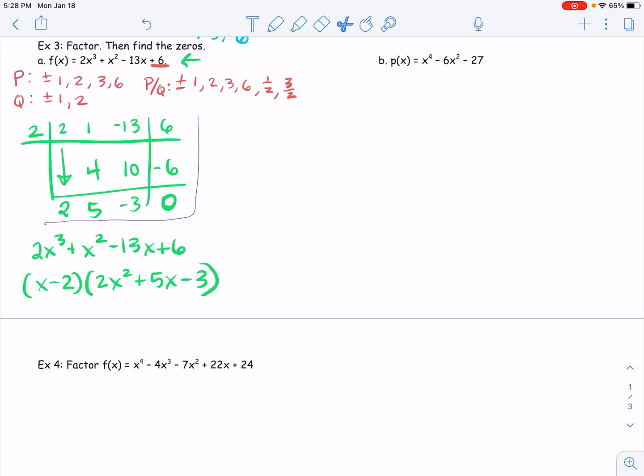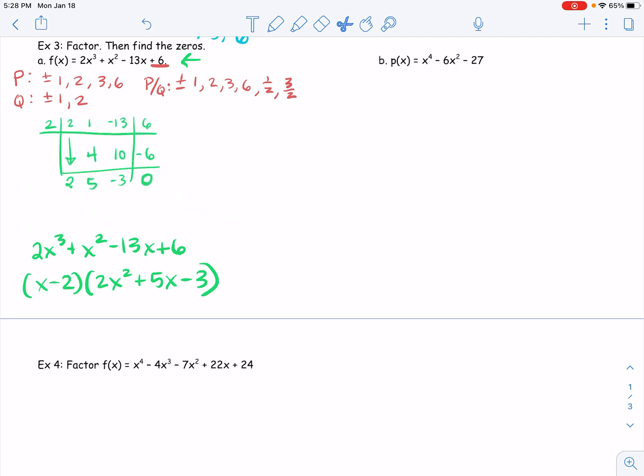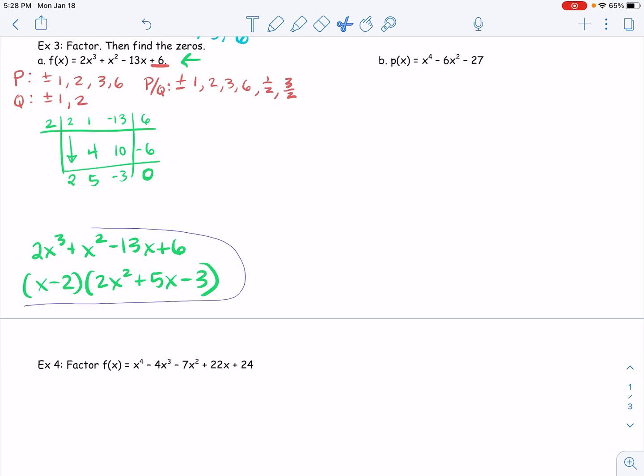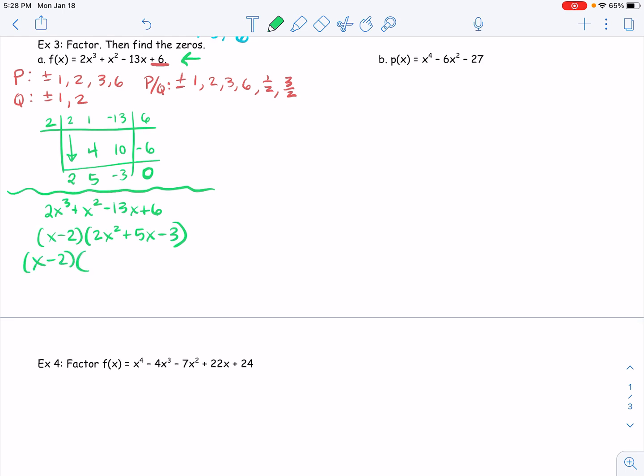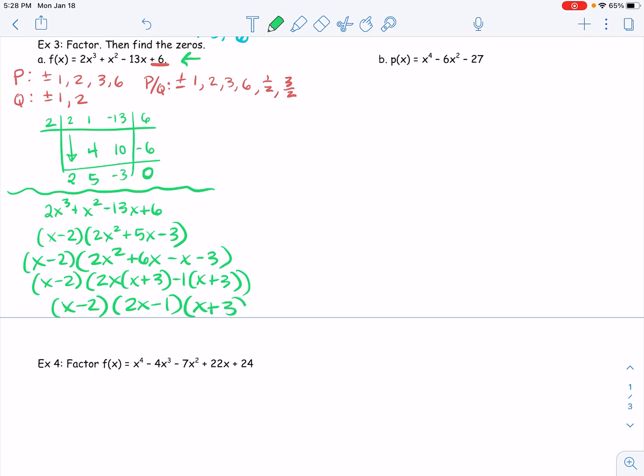So let me make this a little bit smaller, move it up. Okay. So, x minus 2, 2x squared plus 6x minus 1x minus 3 means I'm going to have 2x leaving me with x plus 3, -1 leaving me with x plus 3. Hallelujah, praise the Lord. So that means my factors are x minus 2, 2x minus 1, and x plus 3. Boom, shakalaka.